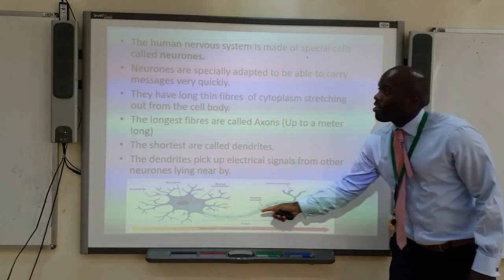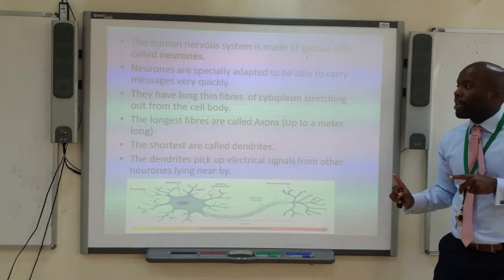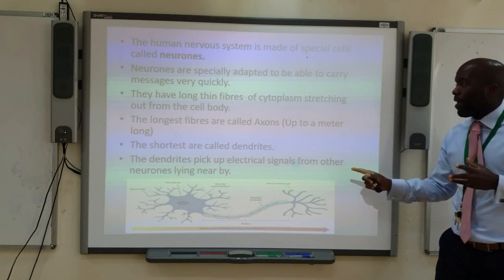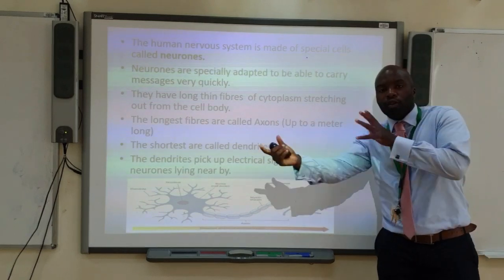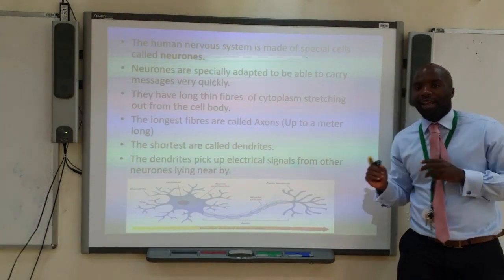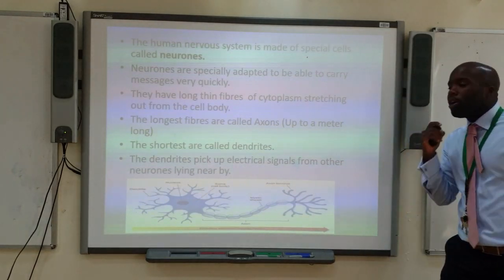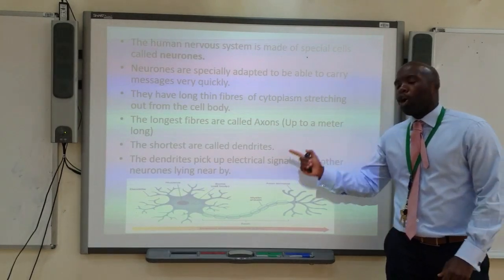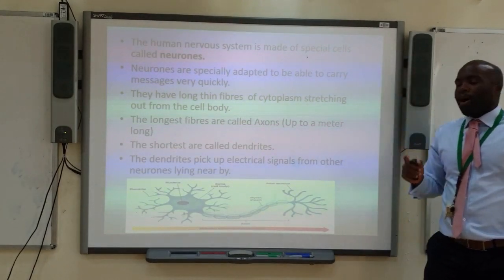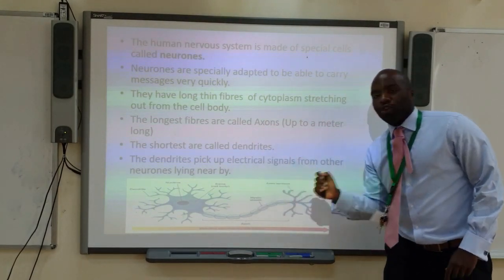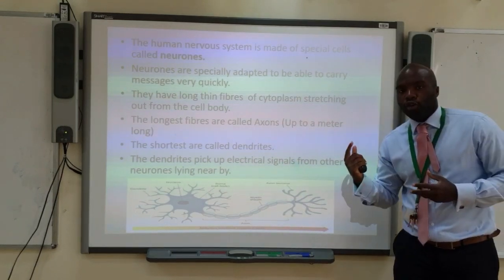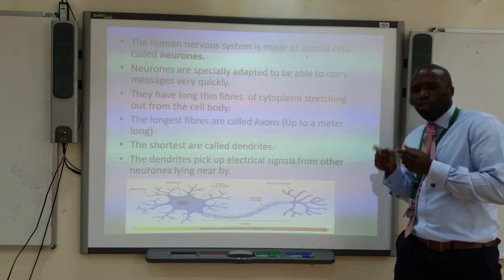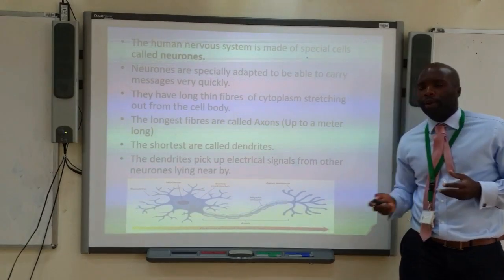Now, this is an example of a neuron which we'll zoom into in a minute, okay? Now, they have long, thin fibers of cytoplasm, alright, and these stretch out right from the cell body, which we'll see on the next slide, okay? Now, the longest fibers are called axons, alright, and the shortest are called dendrites. Now, the dendrites will pick up the electrical signals from other neurons and pass electrical signals along to the next neuron, which will make sense as we go along.